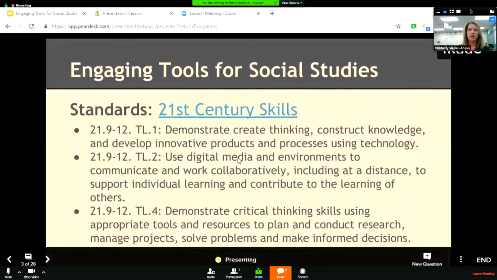My goal is that we hit some of these 21st century skills in the Iowa Core, and these are a few that I'm hoping these projects will incorporate.